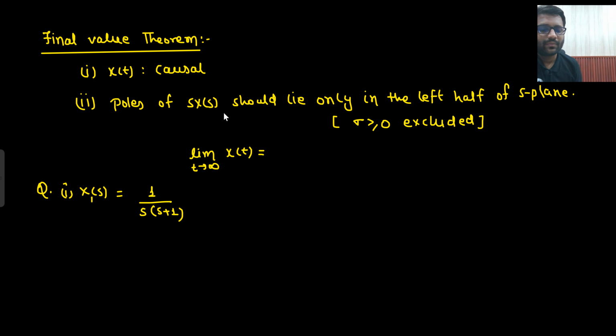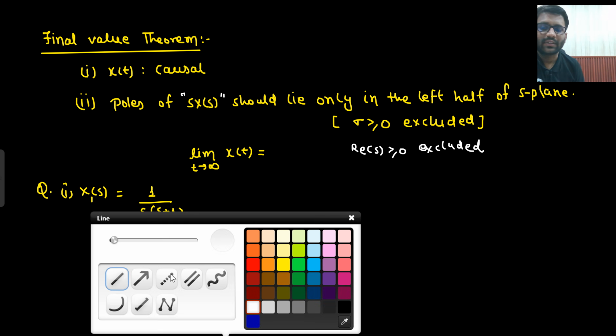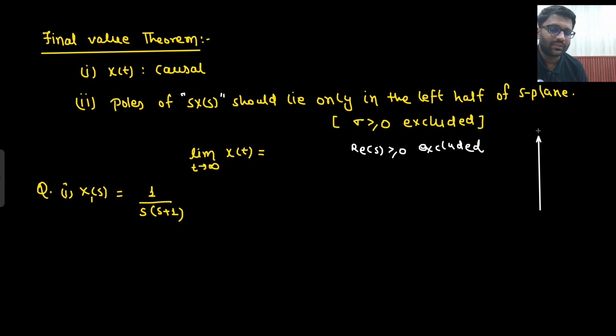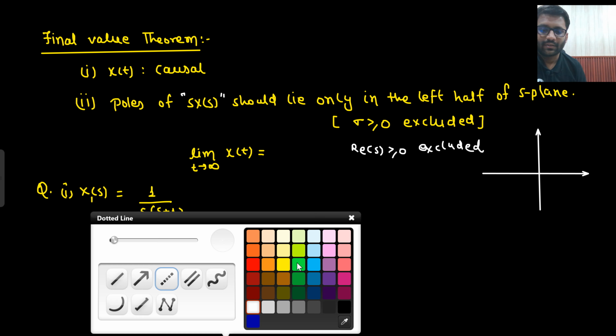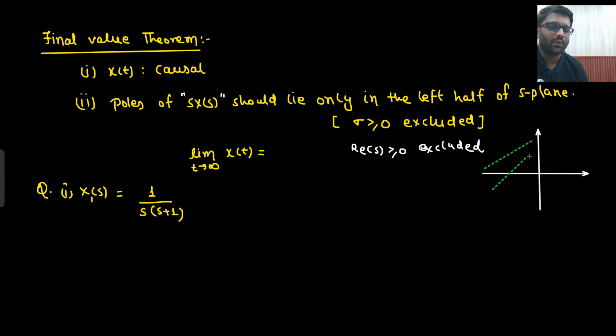Well and good. Now there is something called final value theorem. That means you will find the value of x at t equals to infinity. Now what is written here? X of t should be causal, and poles of s into x of s, what is written? S into x of s should lie in the left half of s plane. What does that mean? That means sigma greater than or equal to 0, or you can say real part of s greater than or equal to 0 is excluded. So where should the poles lie? The poles should only be lying in this particular region.